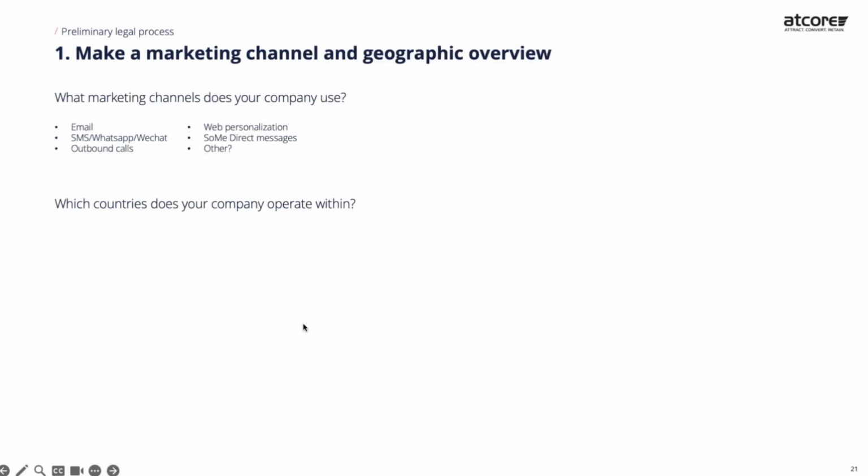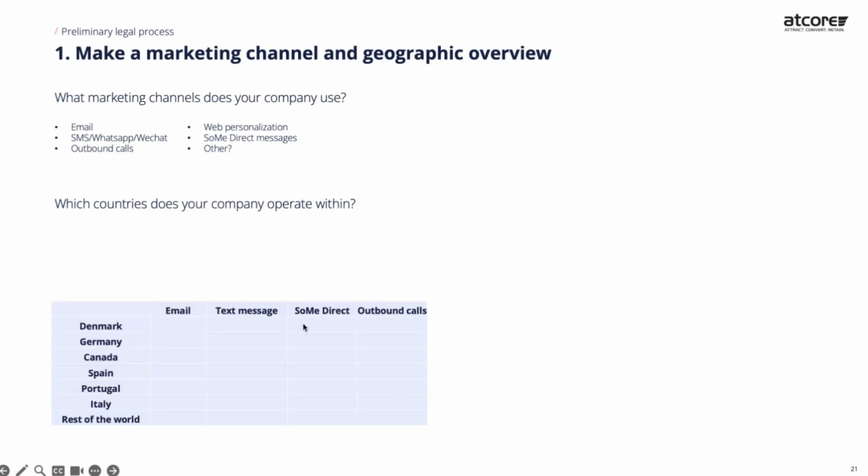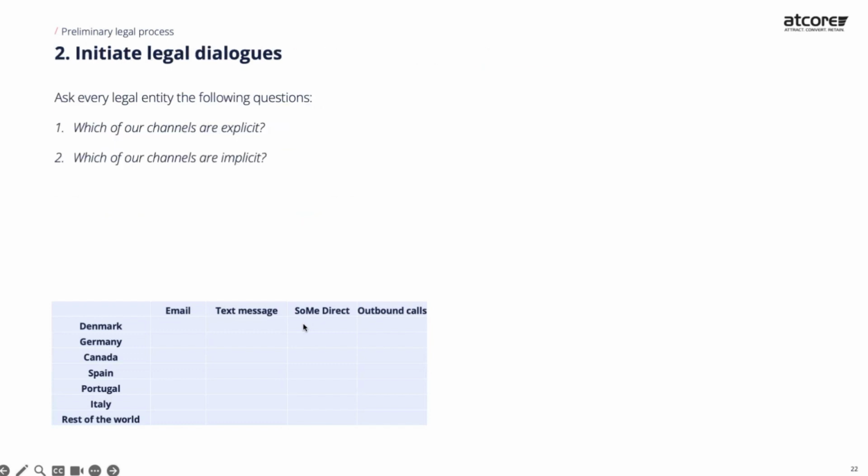So first of all, making a marketing channel and geographic overview, you need to answer 2 fairly simple questions. So what marketing channels does your company use, and which countries does your company operate within? That will allow you to build this specific overview. So on the vertical, we have the countries, and on the horizontal, we have the marketing channels. And it's based off this specific overview that you can initiate your legal dialogues.